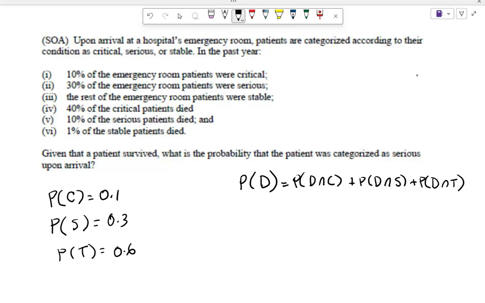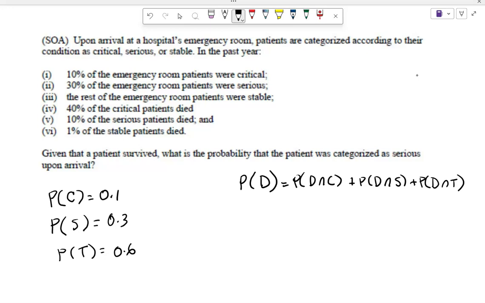And why can I just write plus and not have to worry about overlaps? Well, these are mutually exclusive, right? This piece can't overlap with that, can't overlap with that. If you're in the died category, you're in exactly one of these three. I've exhausted it and broken it up into pieces, called partitioning. All right.